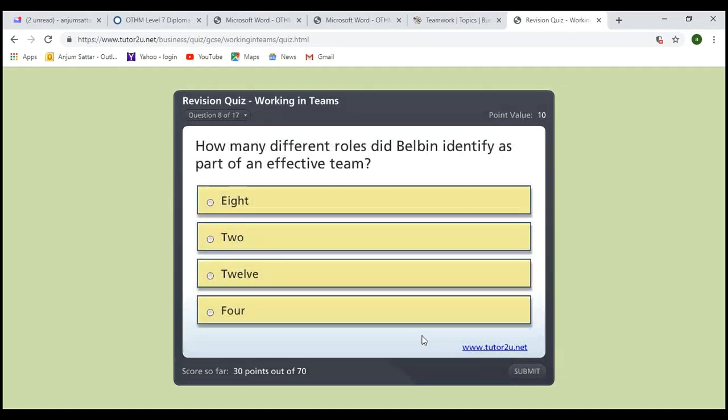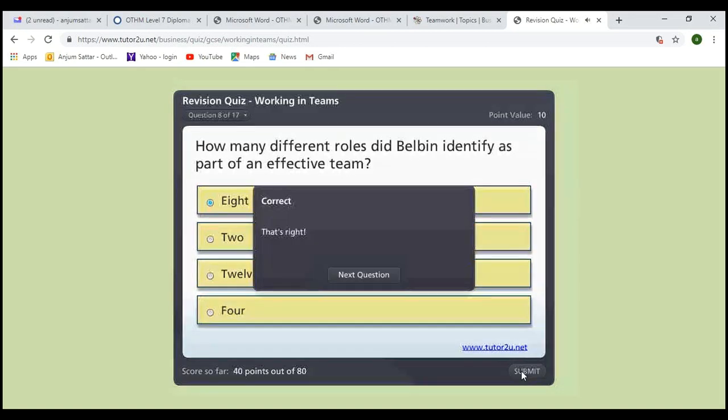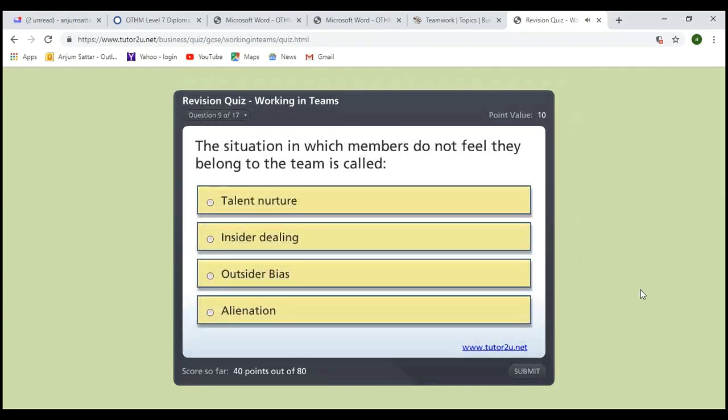Okay, how many different roles did Belbin identify as part of an effective team? We discussed, is it 8, 12, or? We discussed the planter, the communicator, the shaper. I think it's 8. Well done, correct. Eight roles, according to the team building model. The situation in which members don't feel they belong to the team is called?